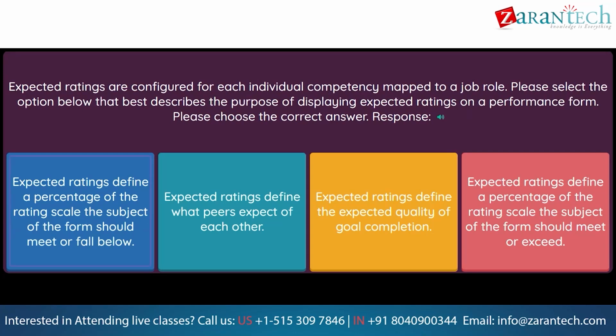Response. Option 1, expected ratings define a percentage of the rating scale the subject of the form should meet or fall below. Option 2, expected ratings define what peers expect of each other. Option 3, expected ratings define the expected quality of goal completion. Option 4, expected ratings define a percentage of the rating scale the subject of the form should meet or exceed.